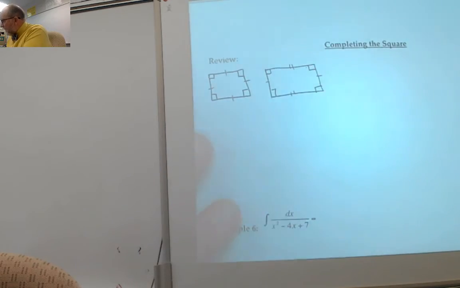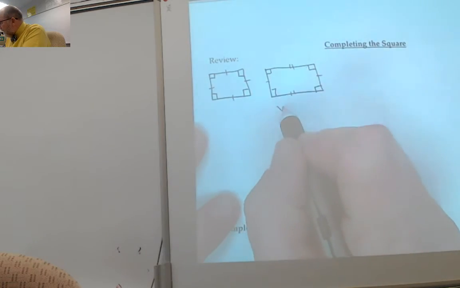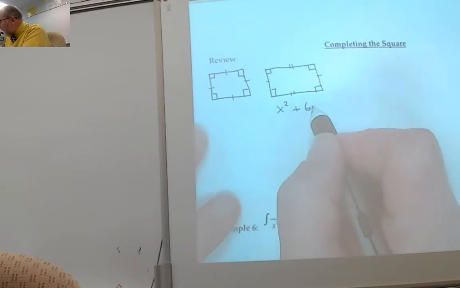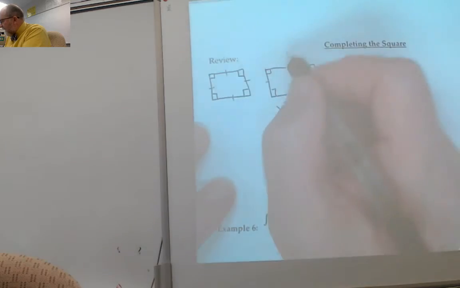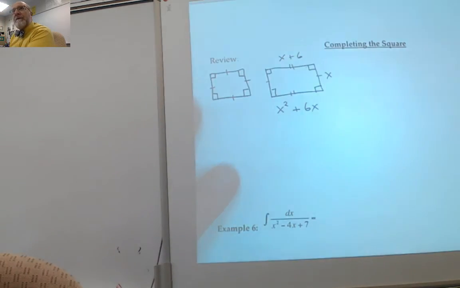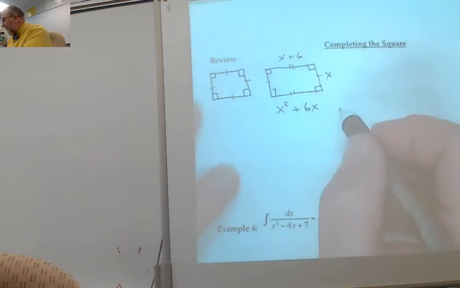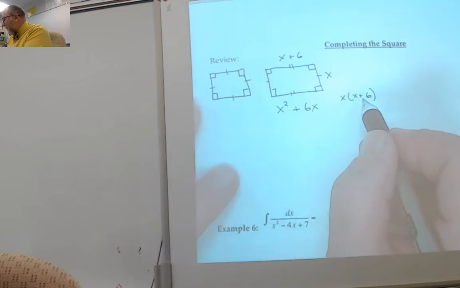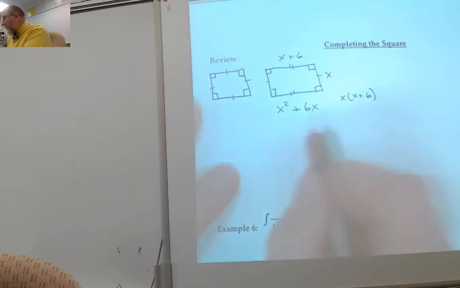Okay? So, this rectangle is x squared plus 6x. I don't know if you ever saw this. You ever see this where this is x plus this? That's x. You've never seen that? Really? You've never seen this, x times x plus 6, base times length times width, whatever, and you distribute and get that?